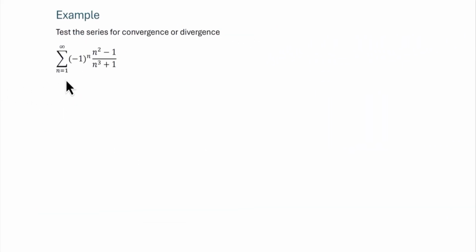In the next example, notice that we have negative 1 to the nth power. That's a good indication that we'll probably be using the alternating series test. So let's start by denoting b sub n is n squared minus n divided by n cubed plus 1. And to help us with the two steps that we need to show, let's simplify this.